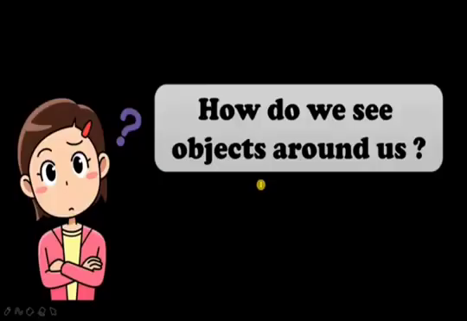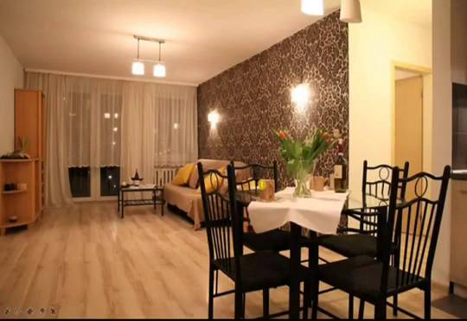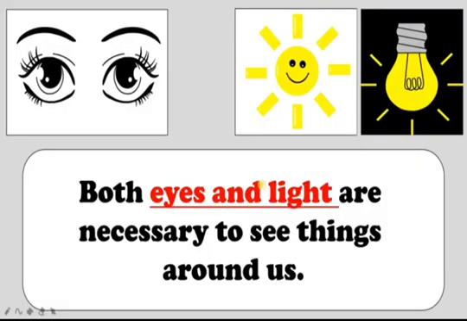Students, how do we see objects around us? What is the answer? It's very simple: you just switch on the light. When you switch on the light, you can see the things easily, right? Yes, you can see the table, the chair, the curtains, whatever is there.